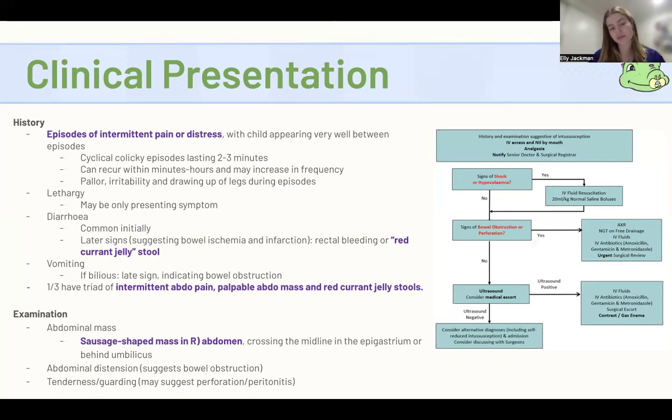One third of children presenting with intussusception have the characteristic triad of intermittent abdominal pain, palpable abdominal mass, and red currant jelly stools. On examination, there may be a sausage-shaped mass in the right abdomen, which crosses the midline in the epigastrium or behind the umbilicus. There may be abdominal distension, which would raise concern for bowel obstruction, and there may be tenderness or guarding, which would raise concern for perforation or peritonitis.